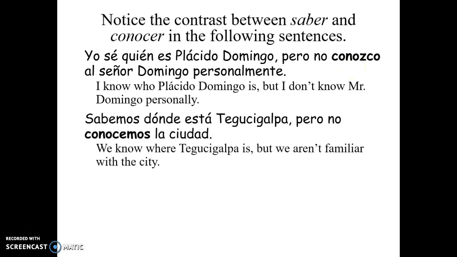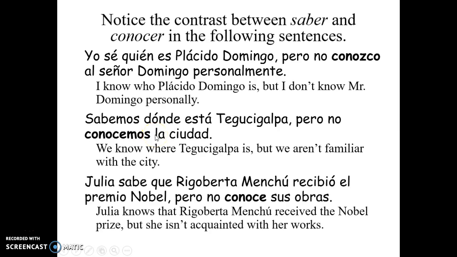Sabemos dónde está Tegucigalpa, pero no conocemos la ciudad. So we know where Tegucigalpa is. I've taught y'all that. It's in Honduras, but we aren't familiar with the city. We don't personally know it. So we're going to use sabemos because we know where it is. It's a fact. It's a piece of information. But we don't know the city. Like, we're not familiar with it.